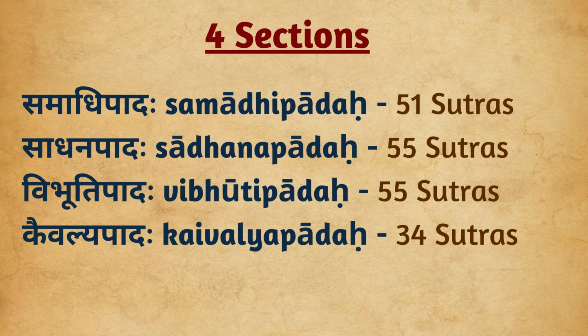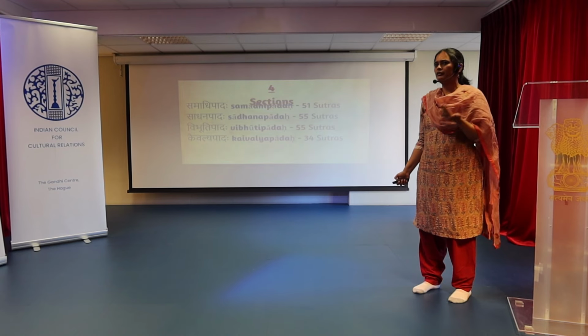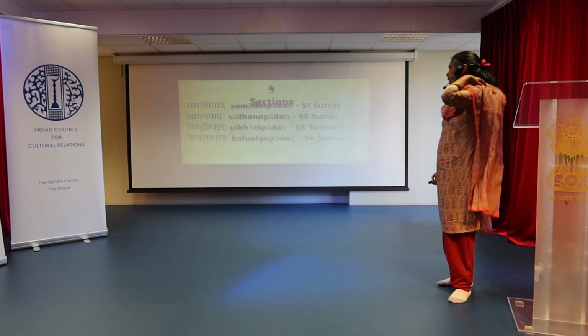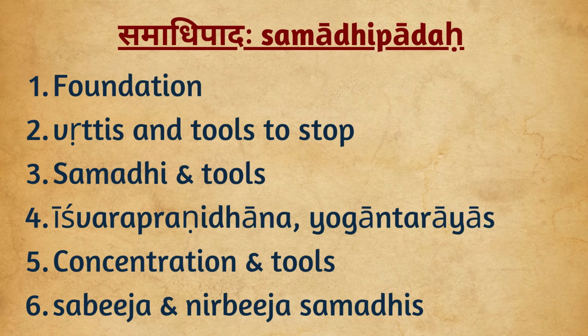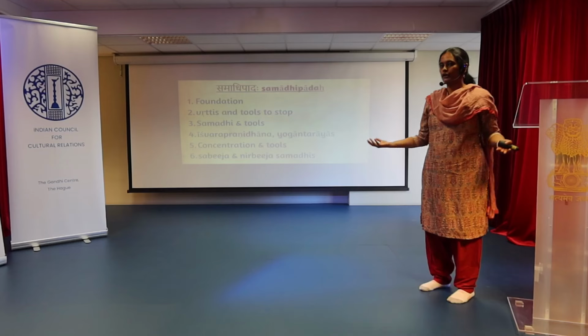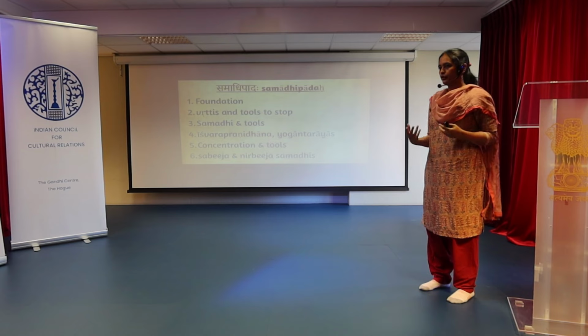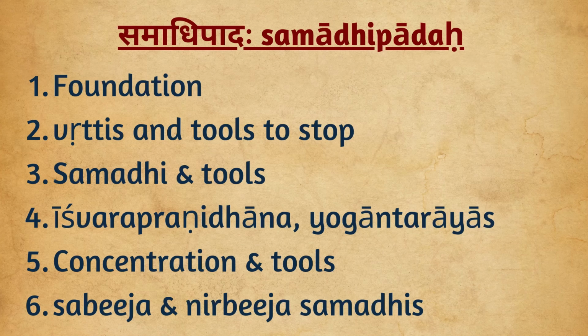There are four padas in the whole of Yoga Sutras, divided into four sections. The first pada is the Samadhi pada that we are now seeing. We have seen a lot of sutras in the Samadhi pada. The first four sutras are the foundation. They give the foundation for what this text is about, for the meaning of yoga and other things. And then we saw the five types of vrittis, and the tools to stop them. And then we saw the types of samadhis also, sampragnata samadhi and asampragnata samadhi, and some tools also.